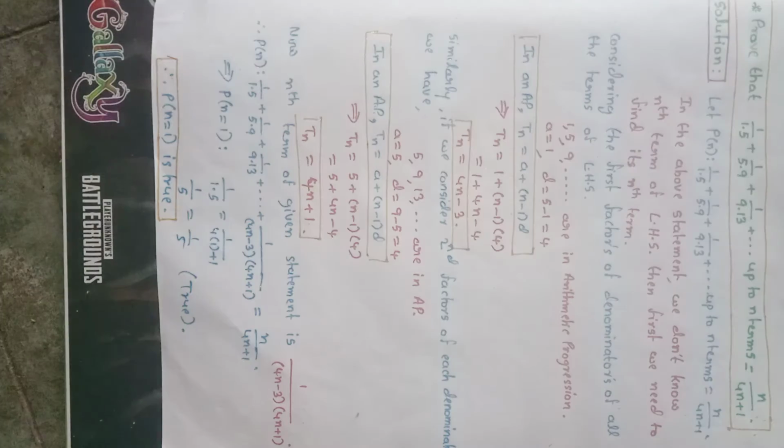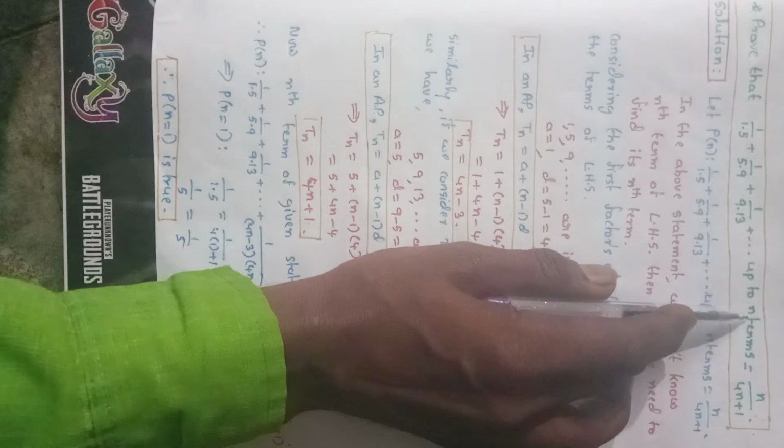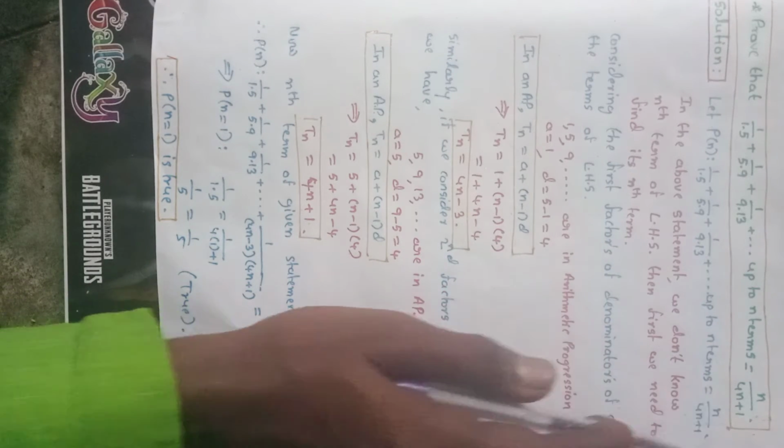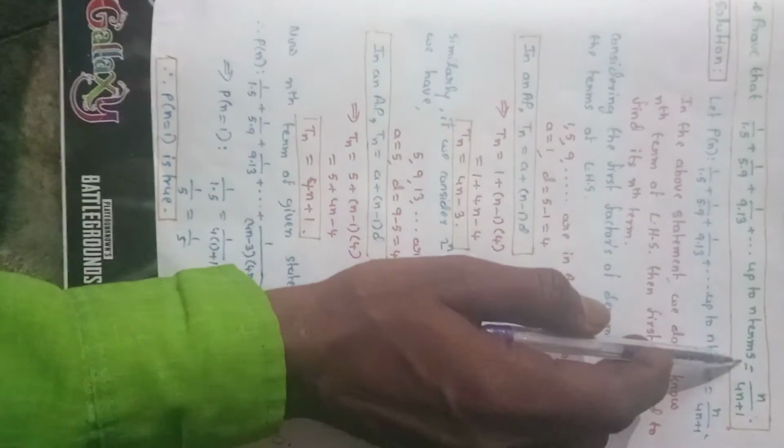Mathematically we can find the sum of all these fractions up to n terms equal to n by 4n plus 1. But instead of finding its sum, we are going to prove this statement is true for every natural value of small n. For that, we already discussed in the last class: whatever statement is given to us, we first assume it as P of n.